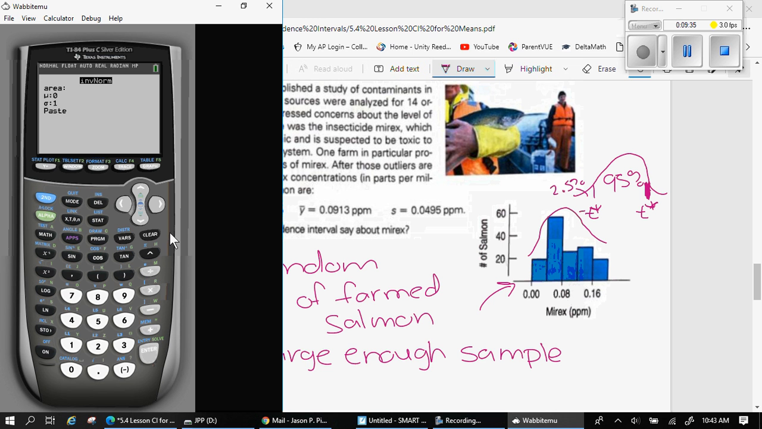Inverse normal. You can say 0.95 and choose center. I have to say 0.975. I get 1.96. So you can see these are very close, but they're not exactly the same.